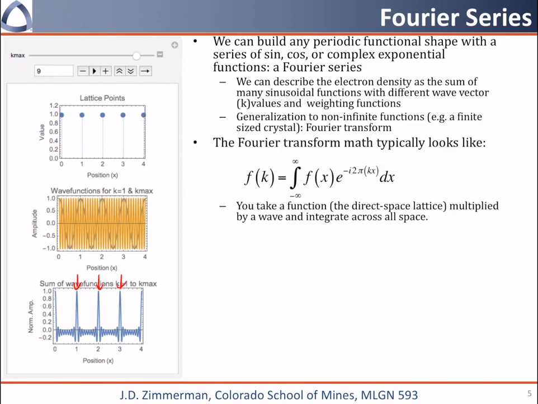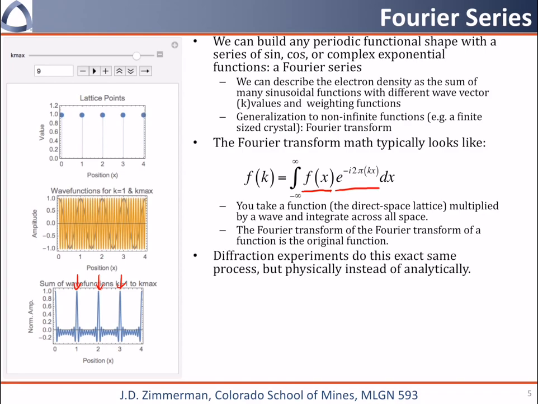The math for a Fourier transform looks like what I've shown here. We take a function in real space, and we're going to multiply it by some type of a wave. In this class, we're just going to use complex exponentials. And so here is our complex exponential. And then we're going to integrate this across all of space. And when you do this, what you're going to get out is a function in wave vector space, so a function of k. Something to note is you could take the Fourier transform of a Fourier transform, and it returns the original function.